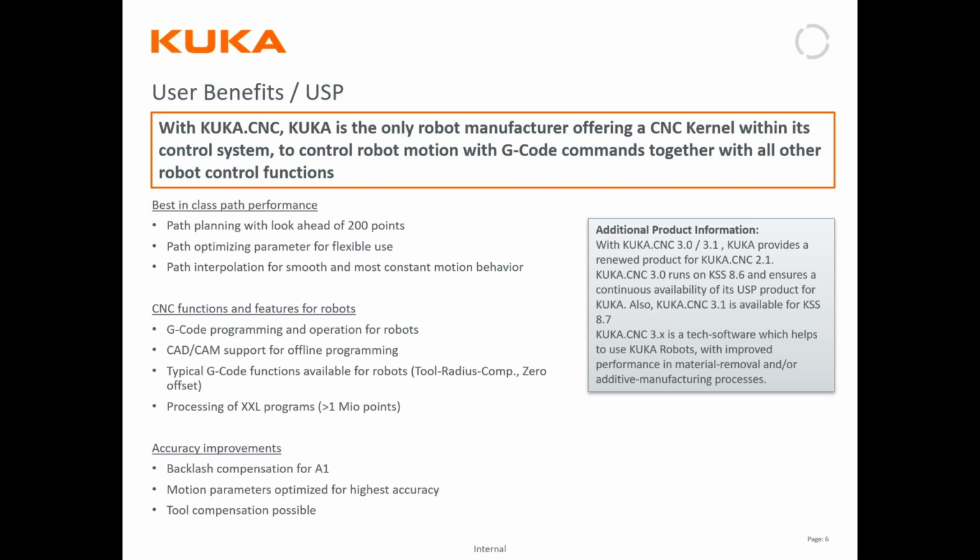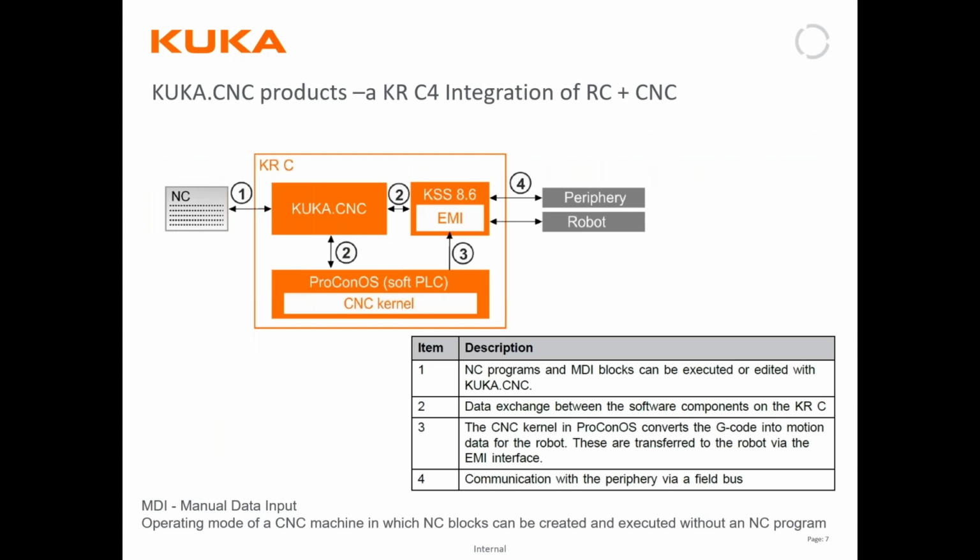It has accuracy improvements option where backlash compensation for A1 can be enhanced for motion accuracy. It has optimized motion parameters, which improves precision and consistency. Tool compensation enables real-time adjustment for better machining results. Therefore, KUKA.CNC continues to be a leading solution for robotic CNC machining, offering increased efficiency, accuracy, and compatibility with advanced manufacturing technologies.